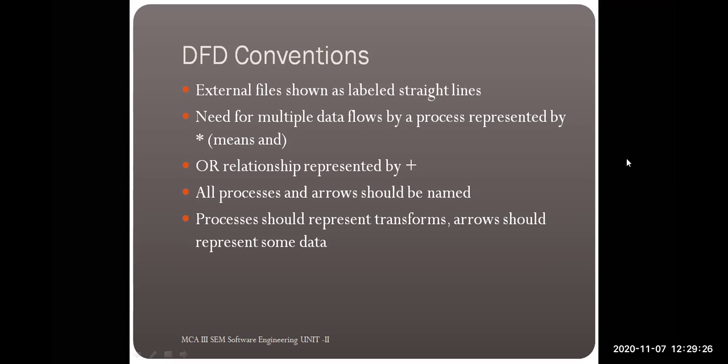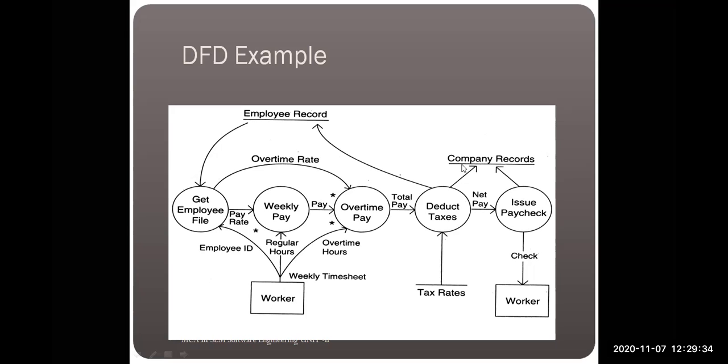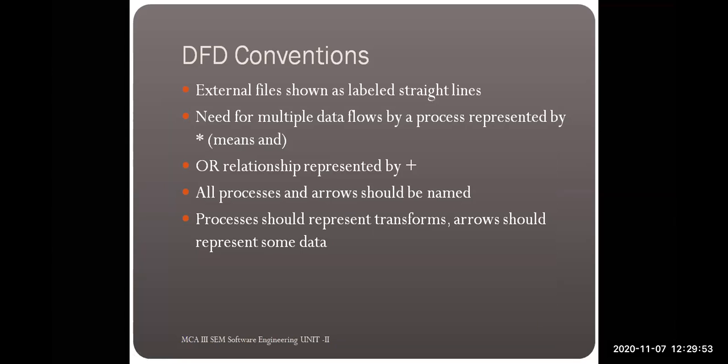According to the diagram, the external files are shown as labeled straight lines. Just now we have seen the labeled straight lines: company records, employee records, tax rates. These are the straight-line external files which are needed to understand the system. Here the system is paying the worker the salary. Multiple data flows into a process are represented by a star, that is, the asterisk symbol, meaning an AND operation.